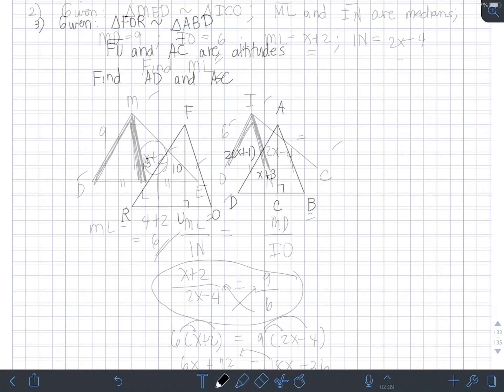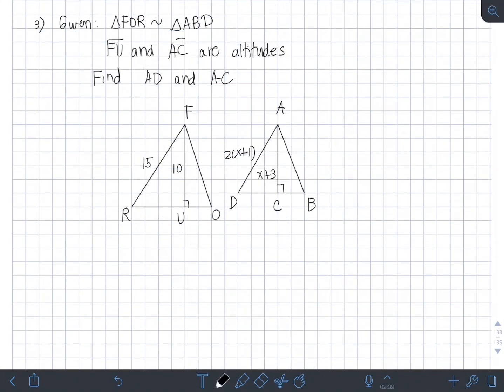Okay? Next, we have given triangle FOR similar to triangle ABD. FU and AC are altitudes. Find AD and AC. Okay, so this time meron tayong dalawang similar triangle. Triangle FOR similar to triangle ABD. So, this time, meron tayong altitudes FU. Okay, denoted by this 90-degree angle and AC.